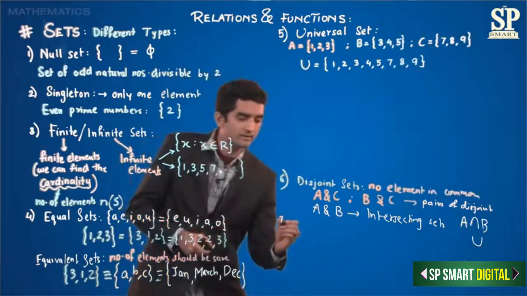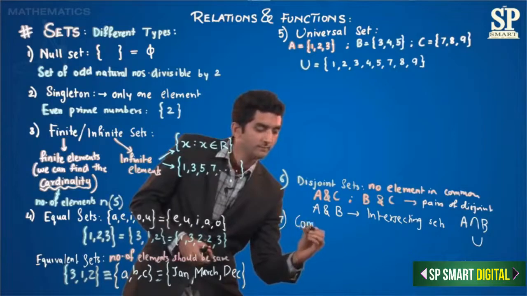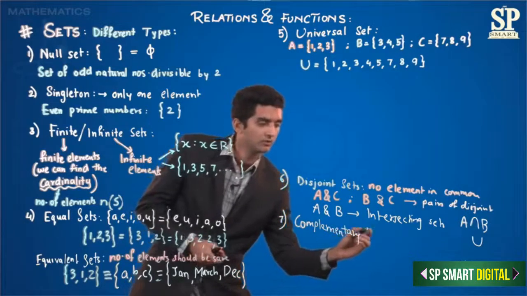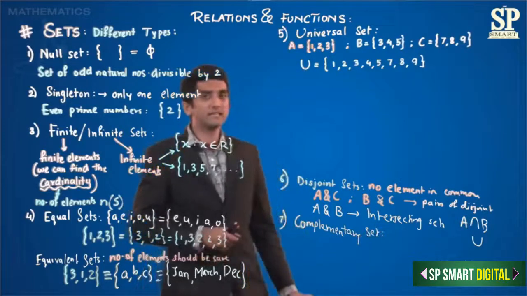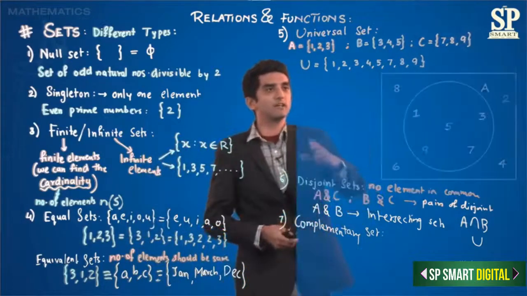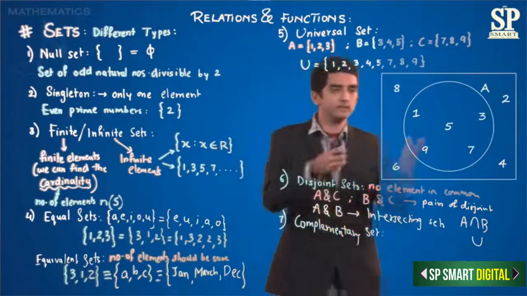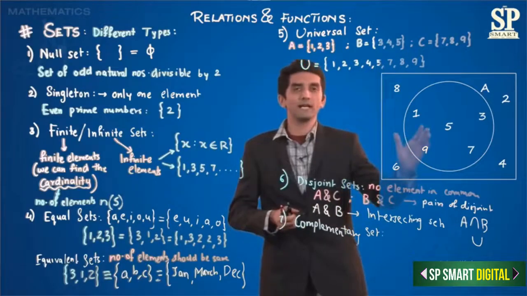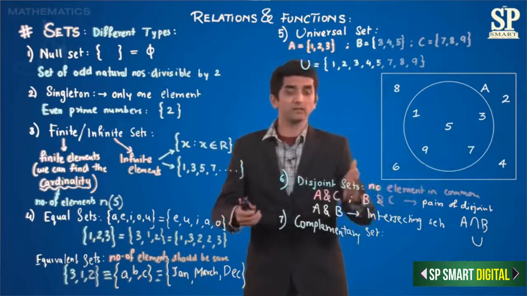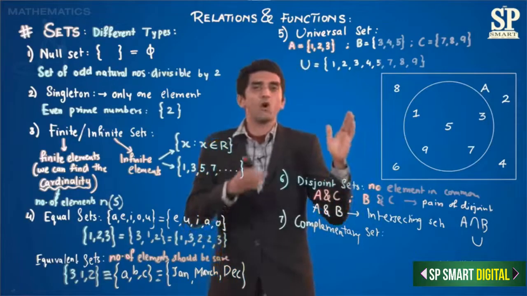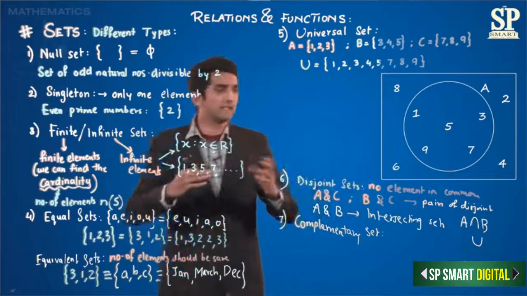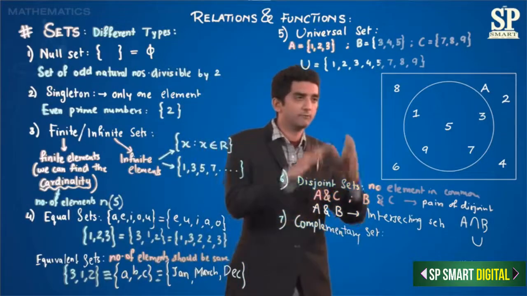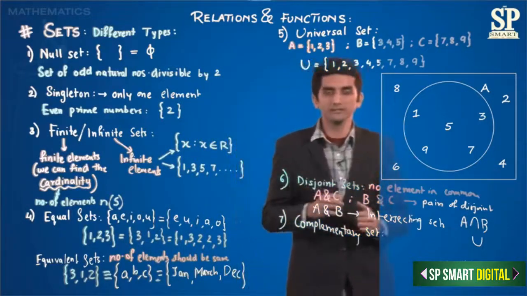Now let's learn something more interesting, which will be the complementary set. For understanding complementary set, let's take a new set of numbers. Here we have numbers ranging from 1 to 9. This particular rectangle, this universal set, has all the natural numbers less than 10. As you can see, we have 1, 2, 3, 4, 5, 6, 7, 8 and 9, right? We have these 9 numbers in this universal set.